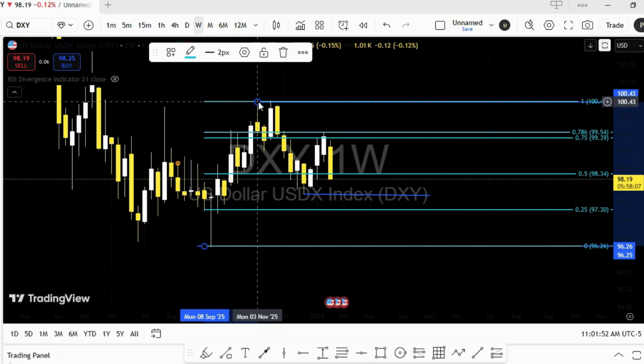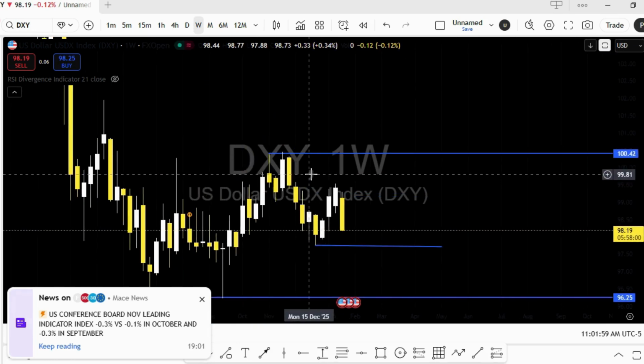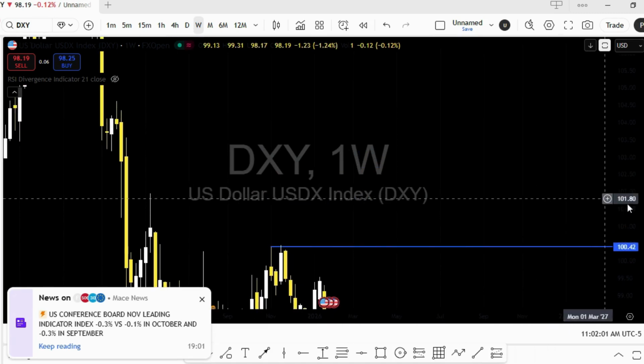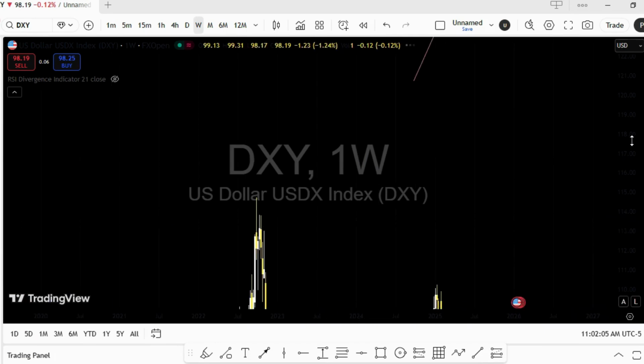So let me show you what the breaker block normally looks like as I'm coming back to that price. So let me go up and enable it here.